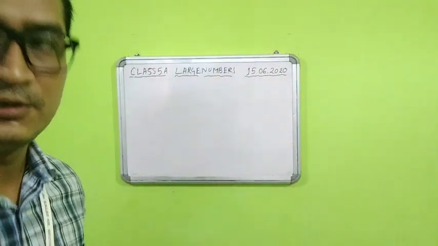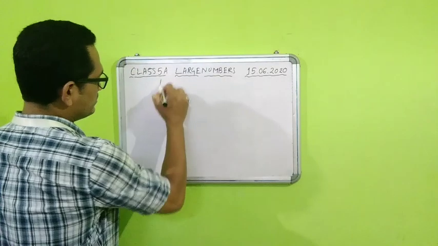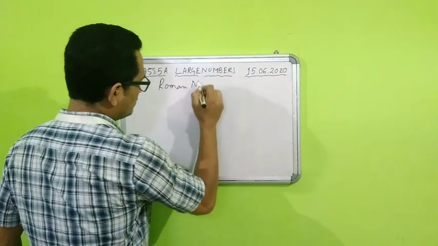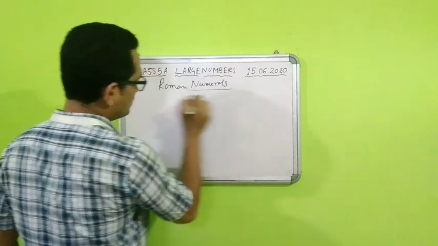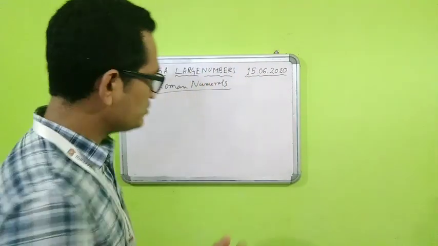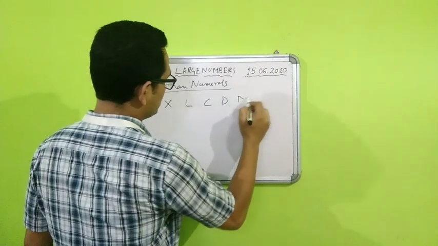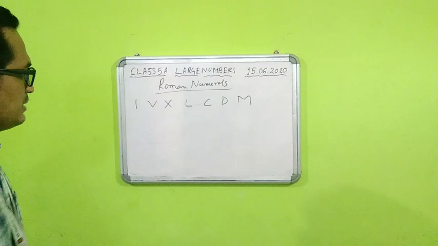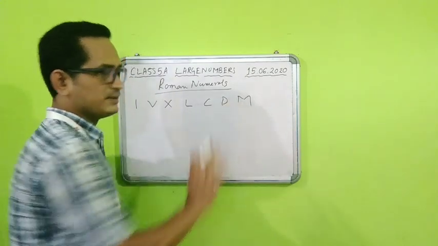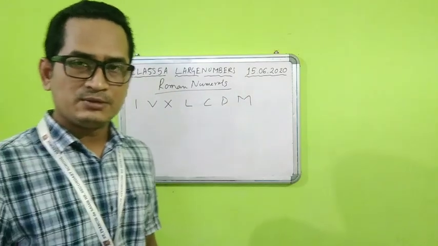So the symbols that we use basically, let us start the topic: Roman numerals. Roman numerals were used basically in ancient Rome, and that is why the name is Roman numerals. Basically we use 7 letters: I, V, X, L, C, D, M. These 7 letters are used to represent the Roman numerals.